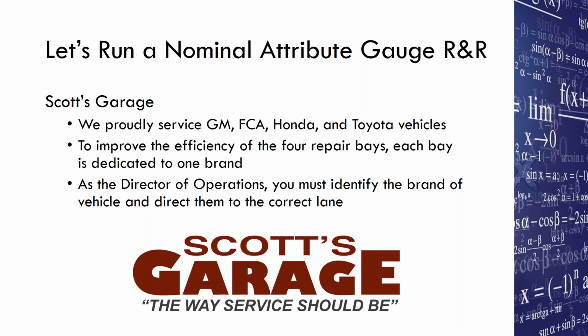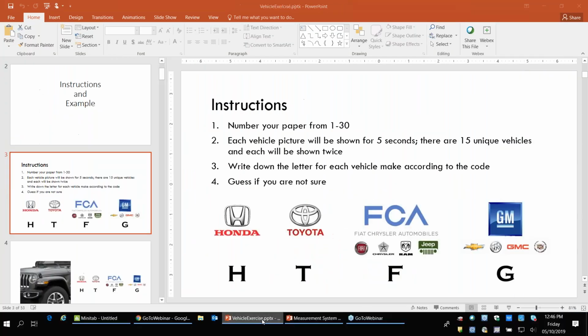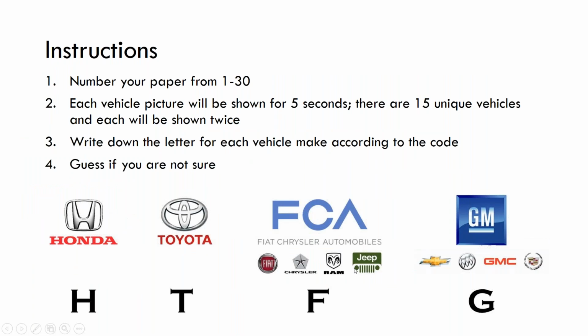As the director of operations, you have to direct the customer to the correct lane the first time. Because if the customer pulls into the wrong lane, I can't service that vehicle in that lane, and they've got to drive around to the front and try again, which dissatisfies the customer. So I'm going to show you how this exercise works in class. I tell them that they're going to be shown 15 vehicles twice, and that they're going to see each picture for 5 seconds.